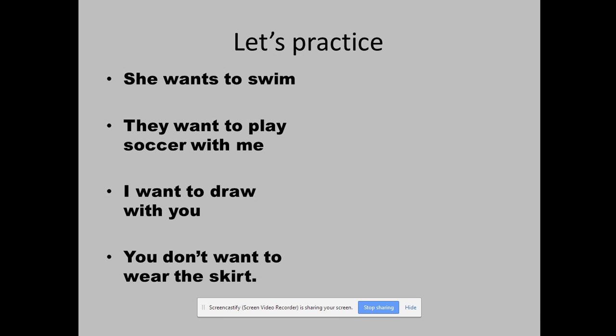All right, let's practice. So you need to write these 4 down before we can continue, guys. You do have a homework assignment today, so the quicker we can get through these, the quicker you can get to your assignment, and you will be able to finish before the class ends. So let's practice. She wants to swim. So think about how you would say she wants, and then you just have to think about to swim. She wants to swim. You should have had ella quiere nadar.